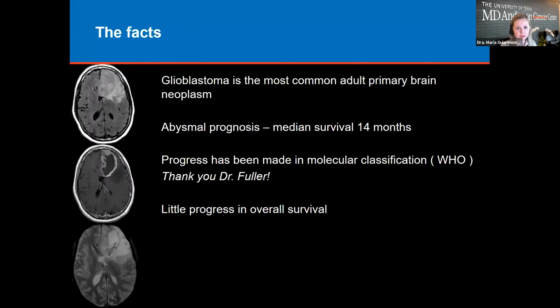So as we all know, glioblastoma is the most common adult primary brain neoplasm. It has an abysmal prognosis, and although progress has been made in the molecular classification, and thank you, Dr. Fuller, that was an excellent talk, we continue to show little progress in moving the needle on overall survival.